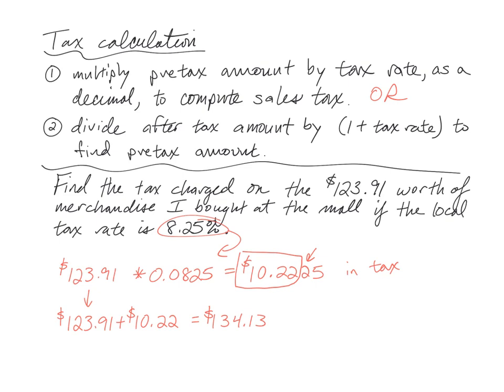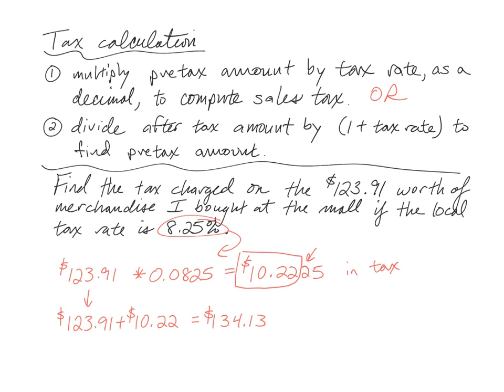So what's going on? Why am I showing you this? Why? It's just asking to find the tax. Well, it turns out that this formula, this little bit right here, really, really helps explain the simple interest formula coming up here shortly. So one thing I want to point out here is that the $10.22 here was computed by multiplying the original amount by the tax rate as a decimal.